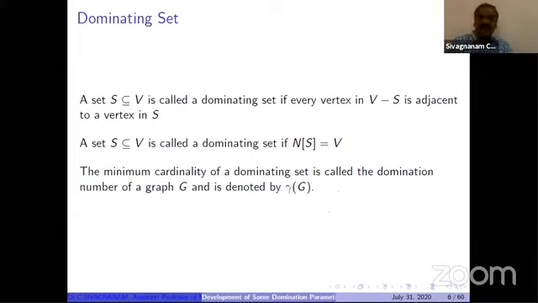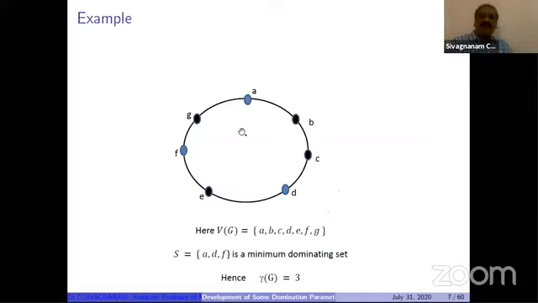Now we can have this example, the cycle C7. You can see it contains 7 vertices, A, B, C, D, E, F, and G. These blue colored vertices A, D, F, I am taking as a set S. The remaining vertices, the black colored vertices, are B, C, E, G. B is adjacent with A, C is adjacent with D, E is adjacent with F, and G is adjacent with F and E. So every vertex in V minus S has a neighbor in S. That is why this set is a dominating set.